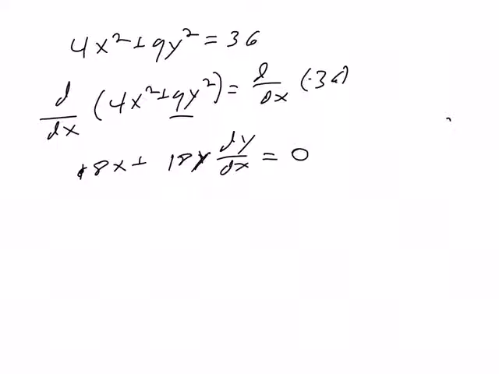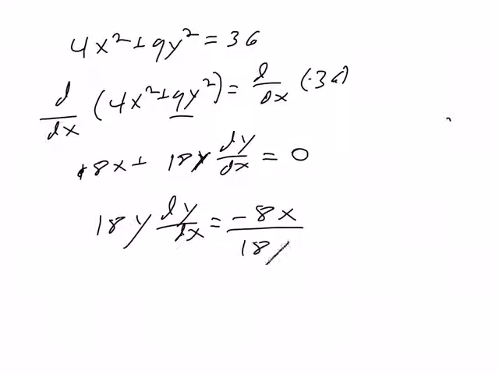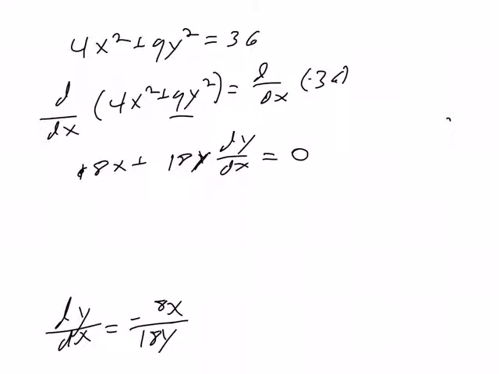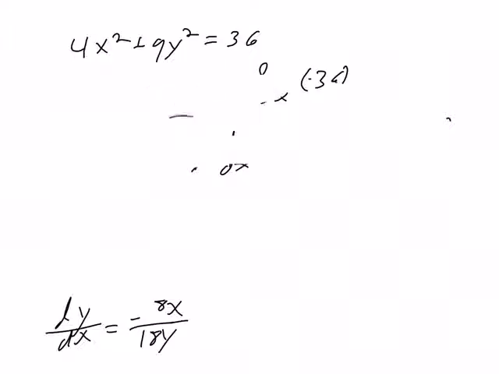So what we have is 18y dy over dx is equal to negative 8x. Then we're just going to divide by 18y. So that's what dy over dx is. So now, let's just write that down here. dy over dx is equal to negative 8x over 18y. So now let's solve for y.